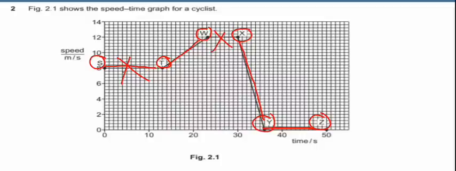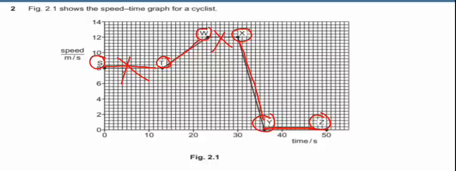So question A reads, in figure 2.1, the sections ST, TW, WX, XY, and YZ indicate stages of the cyclist's journey. State one section which shows the cyclist moving with Roman numeral number 1, constant speed. So let's try to check out here. Where was the cyclist moving with constant speed? So here we can just choose S and T, or we can just choose W and X.